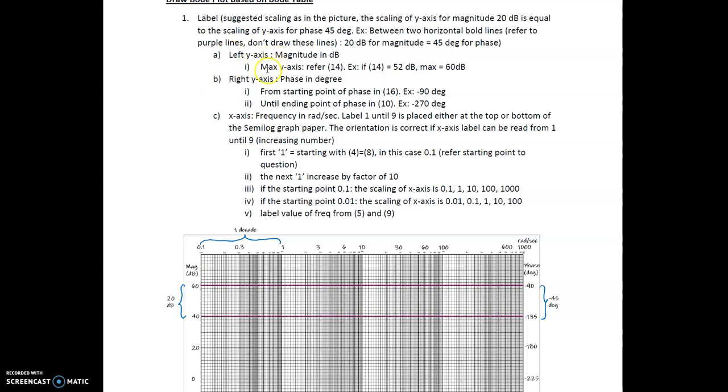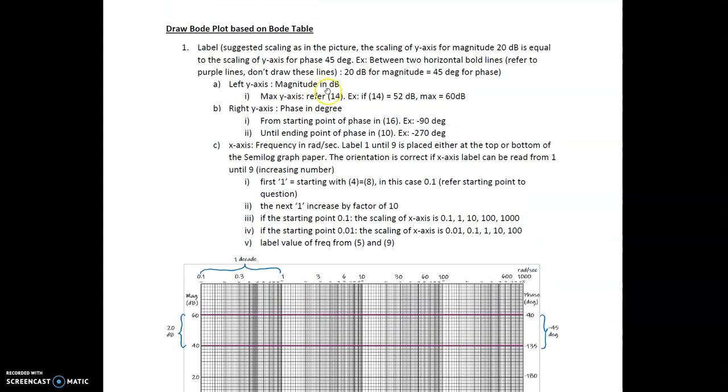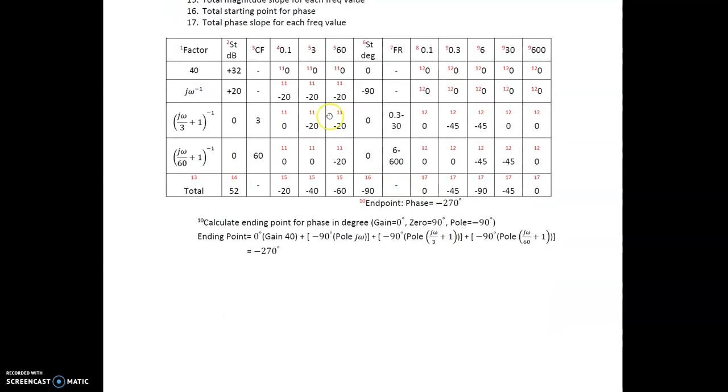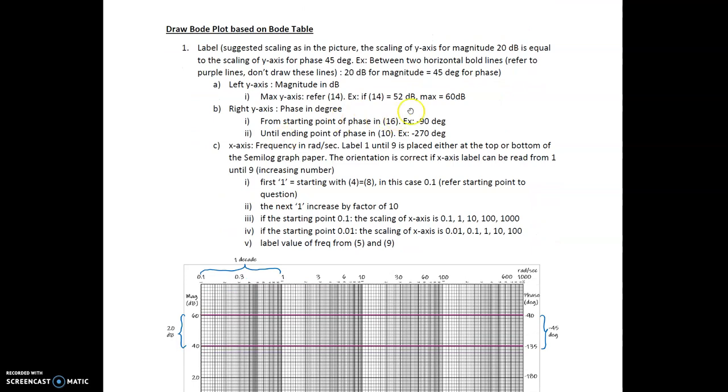Okay, so for this one, the maximum y-axis is referred to number 14 in the Bode table. My starting point is 52, meaning that I can choose the maximum y-axis as 60 dB. So that I will cover the starting point somewhere around here.